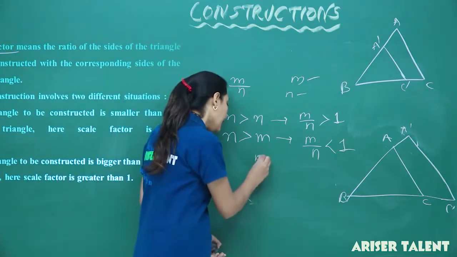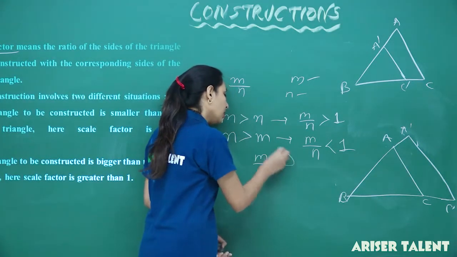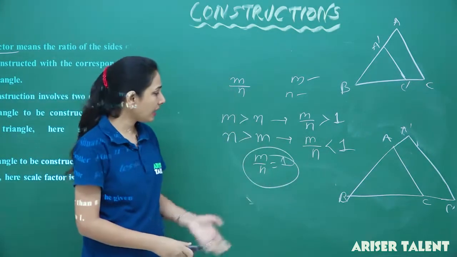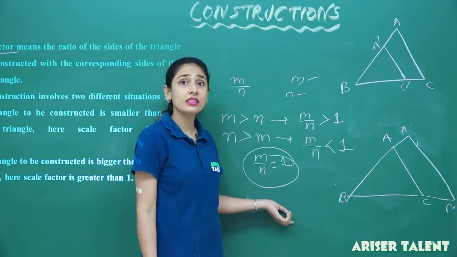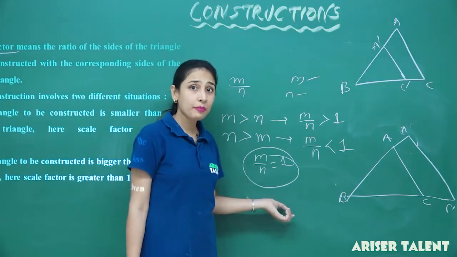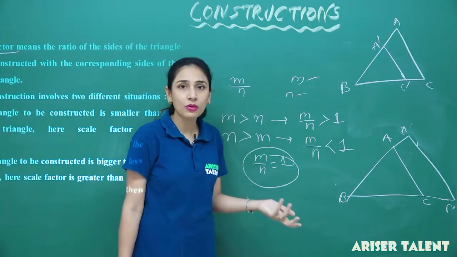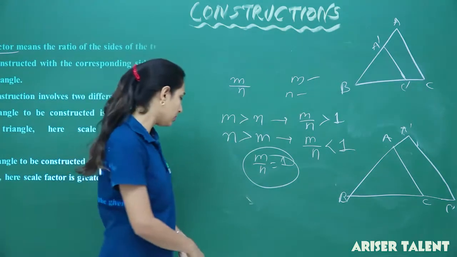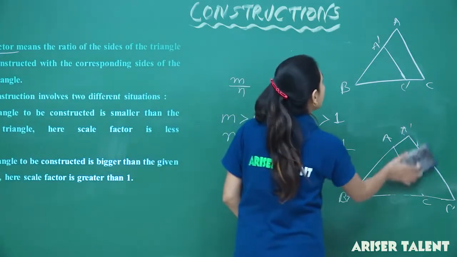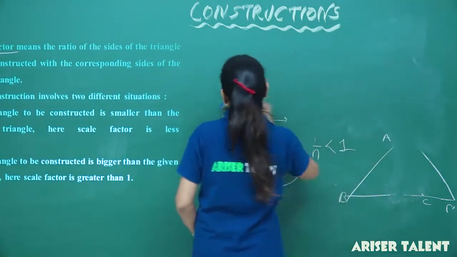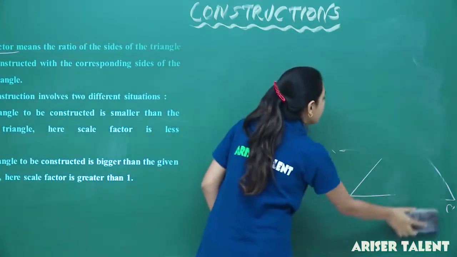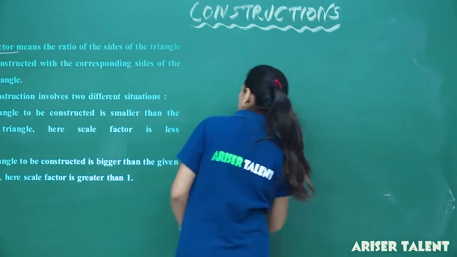If m by n equals 1, it's just so simple. The triangle is the same, so there will be two congruent triangles. So there should not be any kind of construction. You will end up with the same sides.